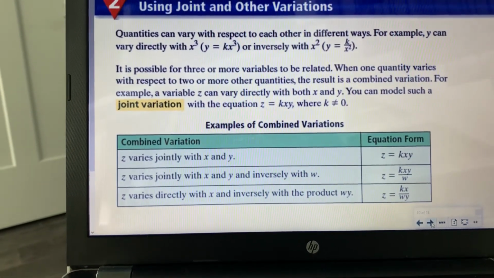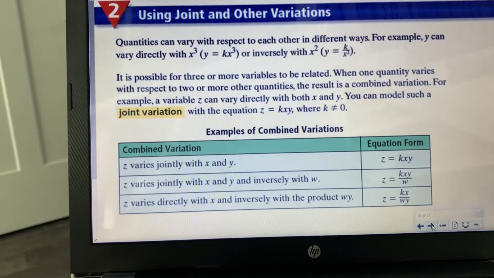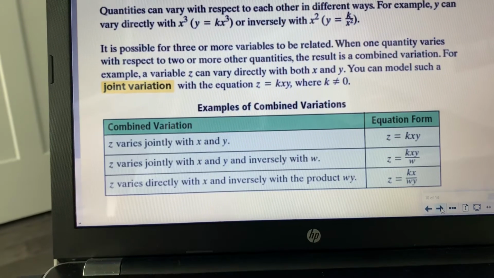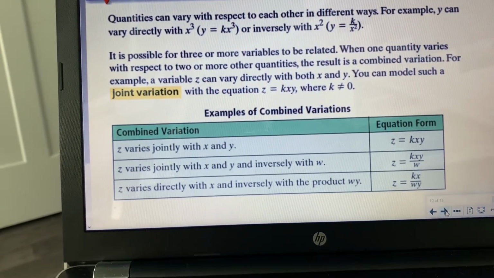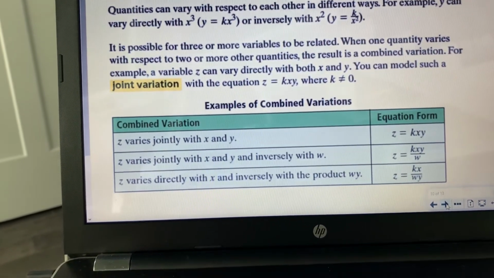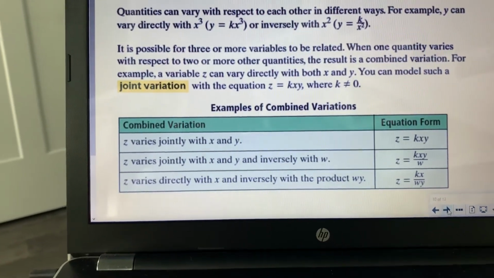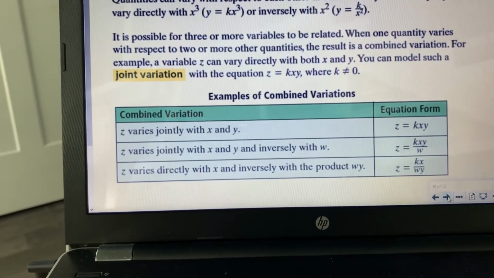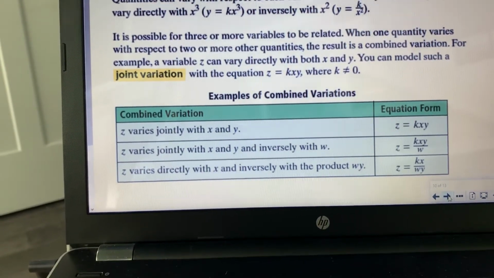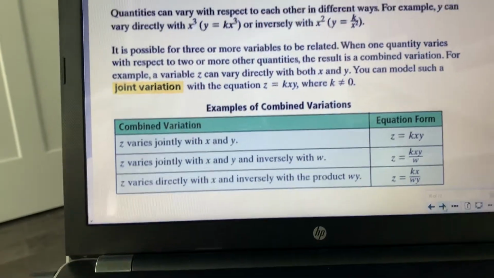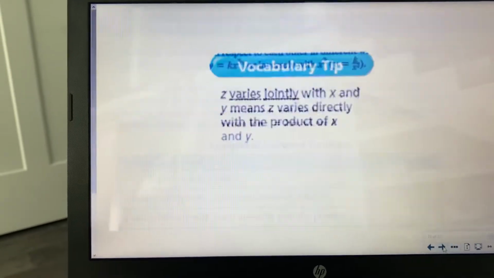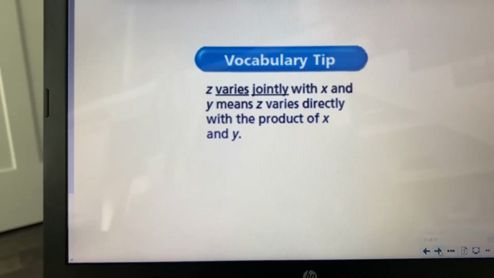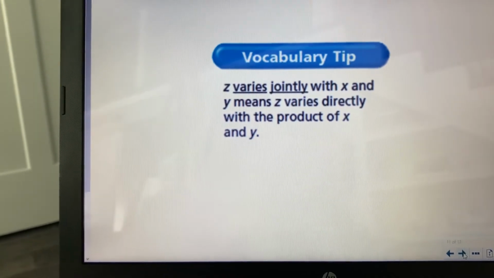If z varies jointly with x and y, that means directly with x and y, but inversely with w, you would write that as z equals kxy over w. That'd be jointly with x and y, but inversely with w means that one's going to go on the bottom. And the last one says z varies directly with x, that means x goes on top with the k value, and inversely with the product wy. So that means the product wy goes on the bottom. Okay, so z varies jointly with x and y means z varies directly with the product of x and y. We just talked about that.